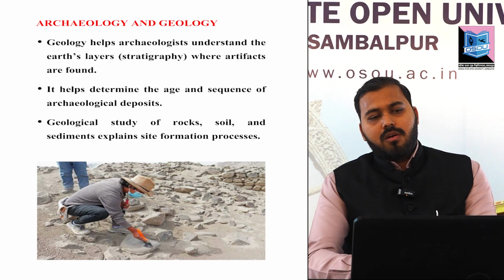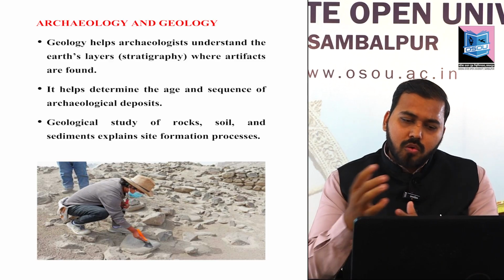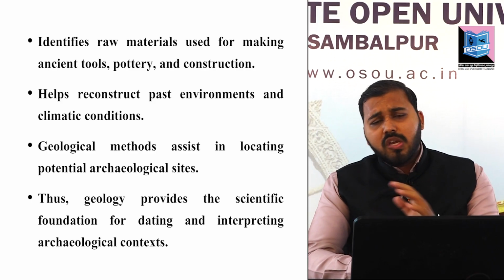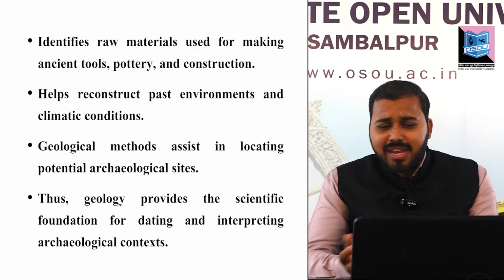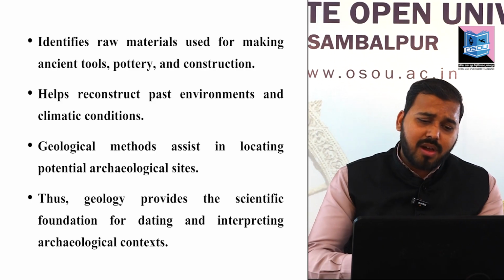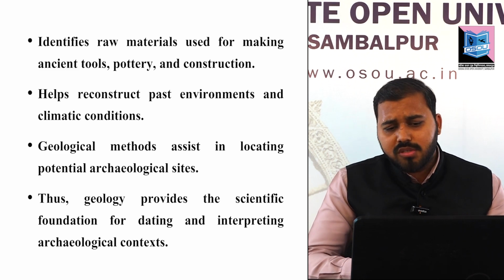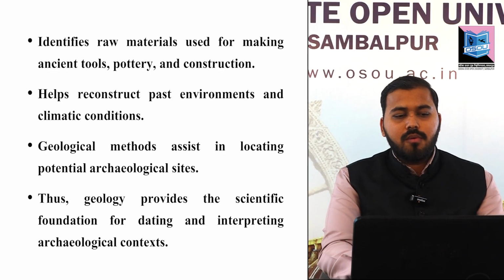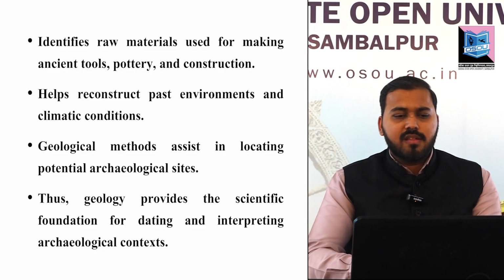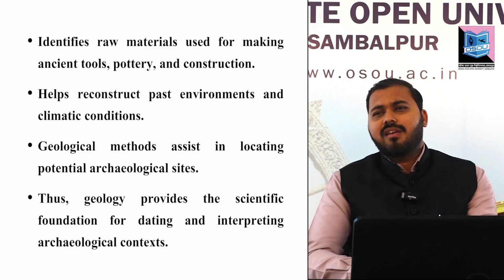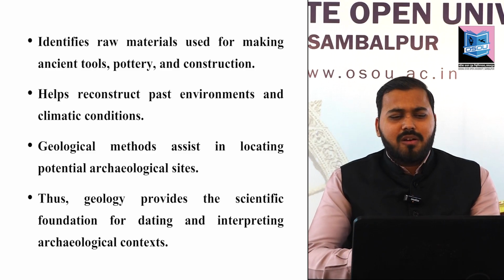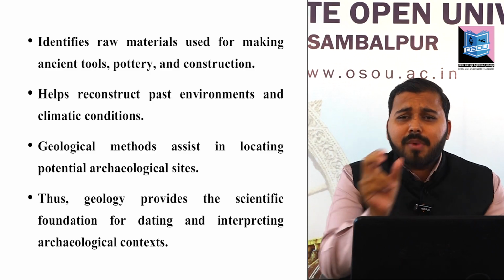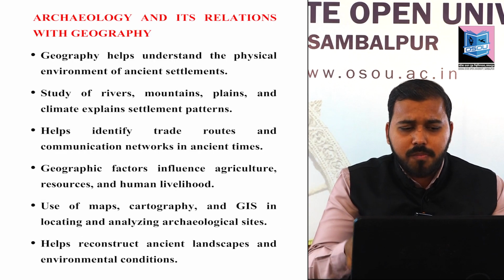Now, the relationship also covers understanding site formation. It explains natural processes such as erosion, flooding, natural calamities, sedimentation that affect archaeological sites. This helps archaeologists to understand how artifacts were buried or preserved. It also helps in the identification of raw materials. There are a number of types of raw materials like chalk, jasper, and many types of stone artifacts. It also helps to identify the types of artifacts that were used by prehistoric people.